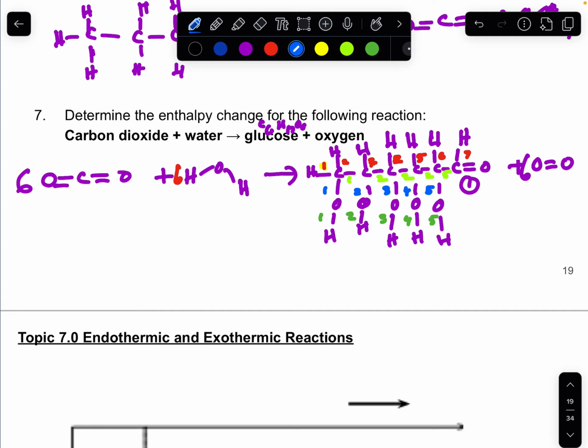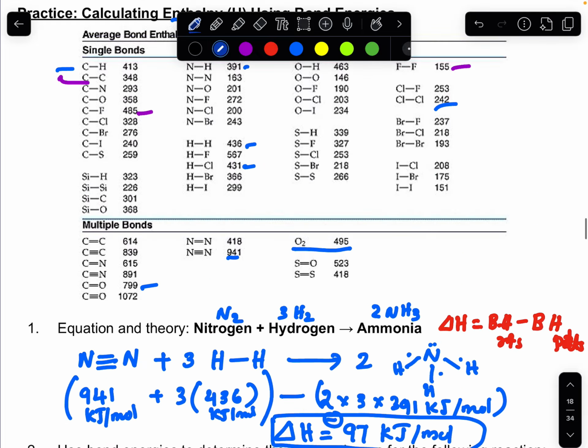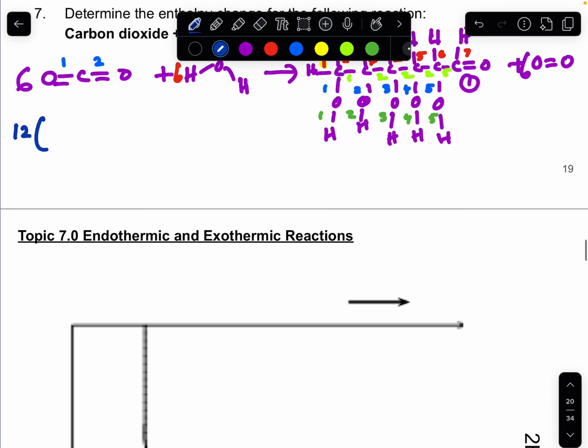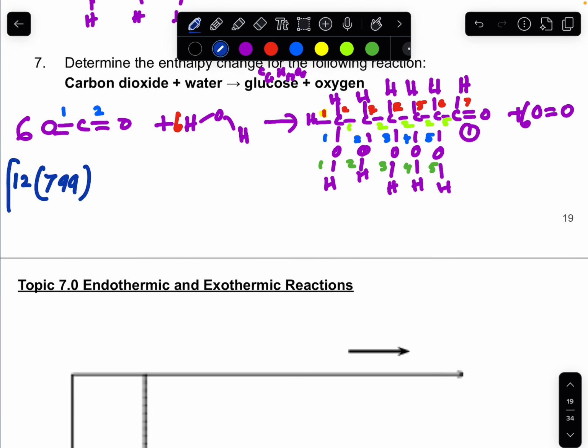So I'm gonna list all the bonds here. So 6 times, there is how many CO bonds? 2 CO bonds. Okay, so 6 times 2 will be how many? 12 CO bonds. Okay, so we are going to multiply this with the 12 CO. What is the value for C double bond O? C double bond O is 799. So you are going to multiply 12 times 799 kilojoule per mole, and I'm going to start a parenthesis or a bracket.